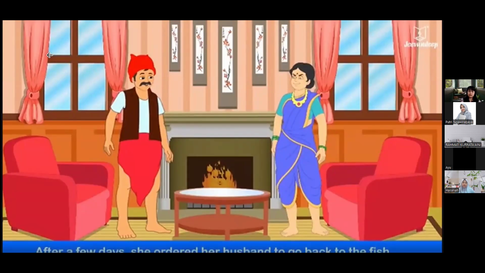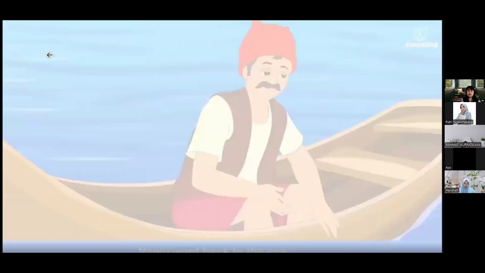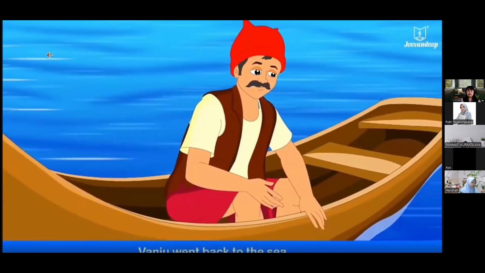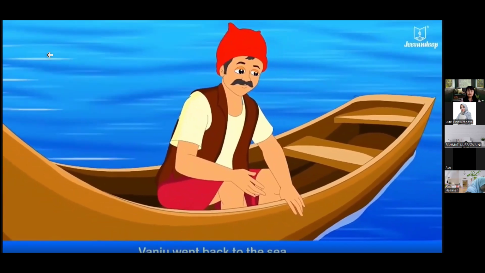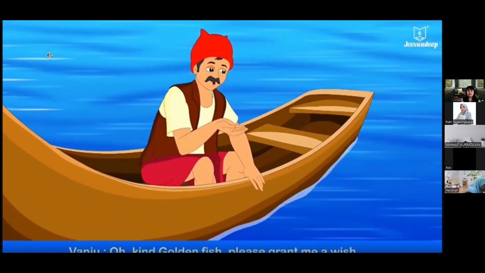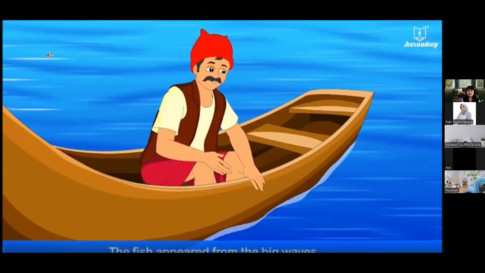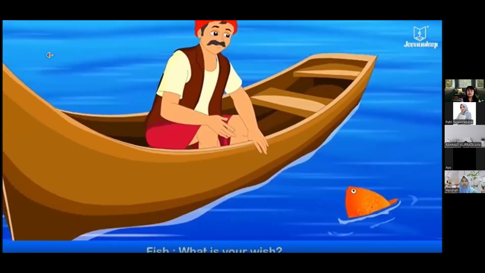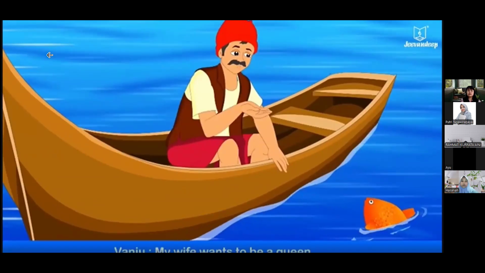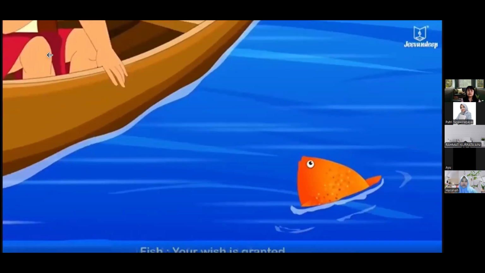After a few days, she ordered her husband to go back to the fish. She wanted to be a queen. Banju went back to the sea. He called out to the golden fish. Oh, kind golden fish, please grant me a wish. The fish appeared from the big waves. What is your wish? My wife wants to be a queen. Your wish is granted.